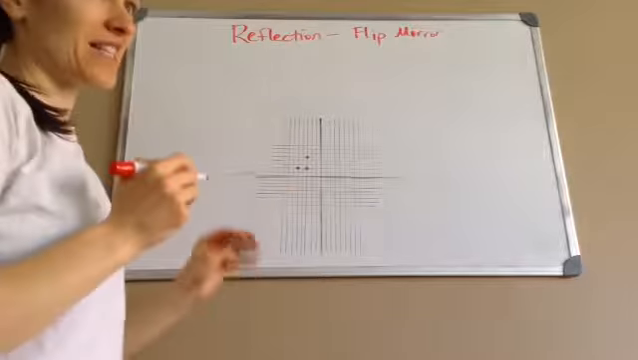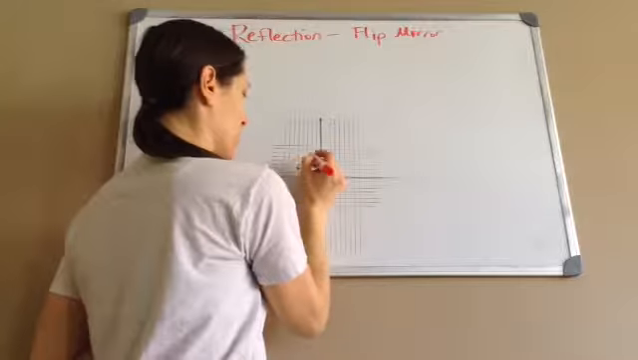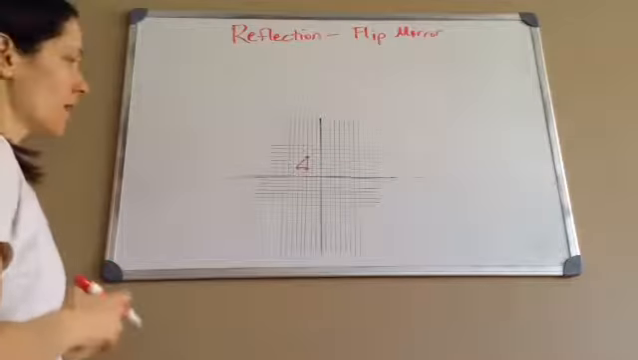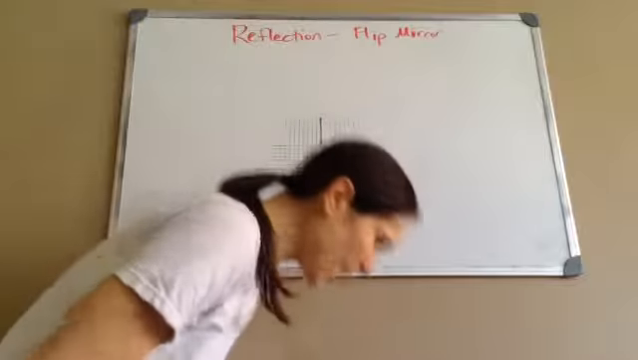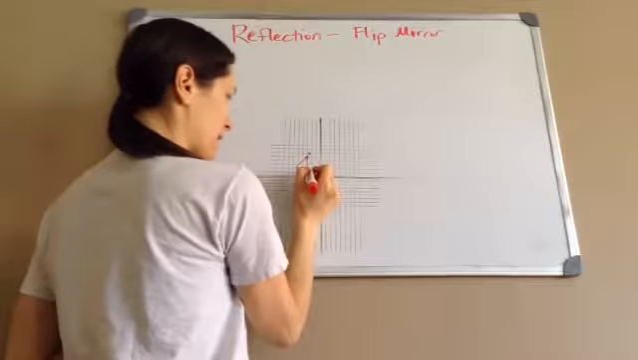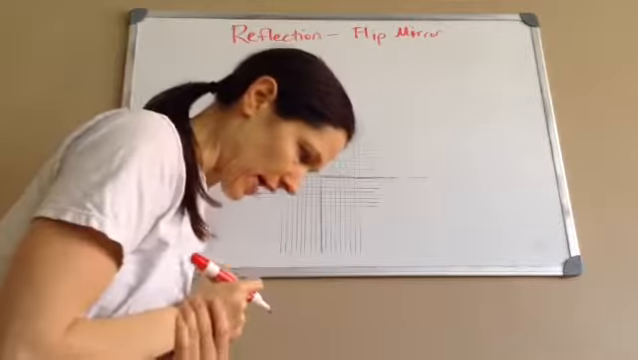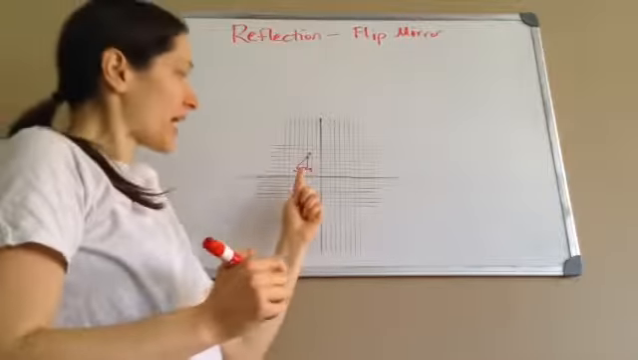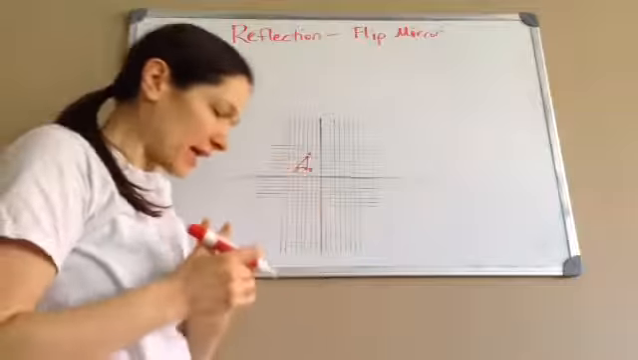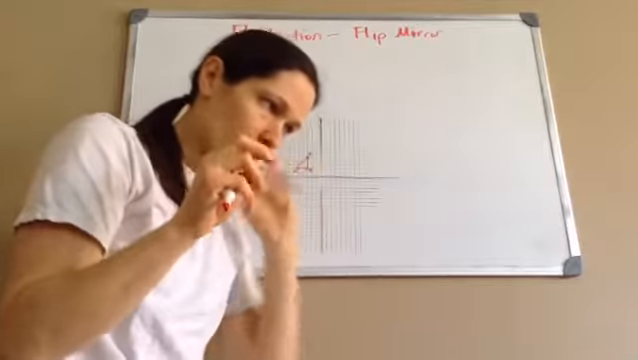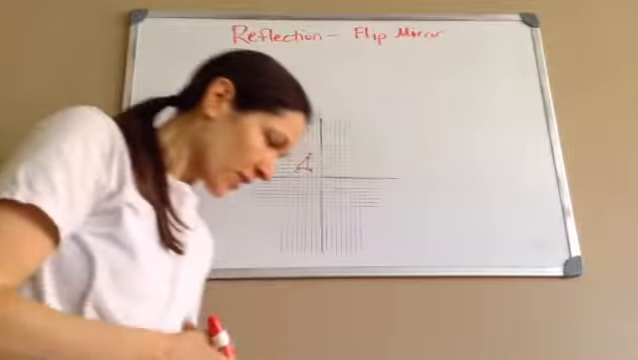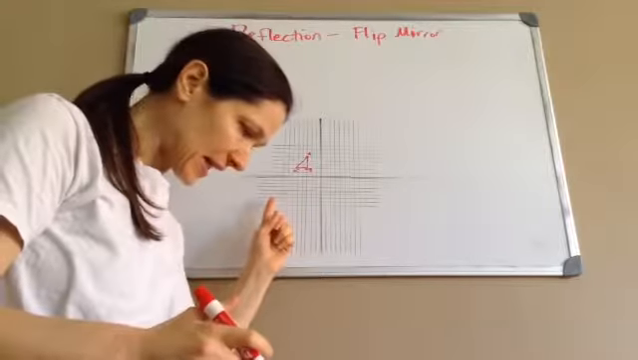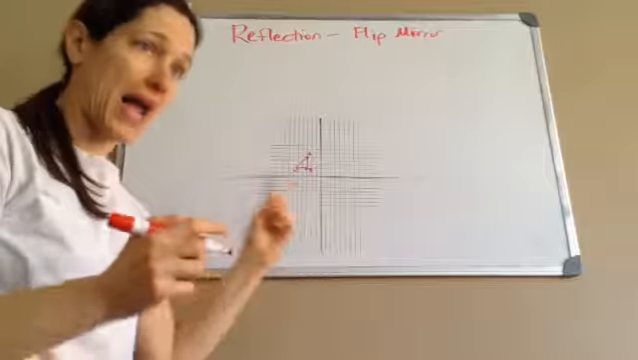Now this is a tiny triangle. Hopefully you can see that on there. This is A, B, C, just like that. What they're wanting us to do is to reflect this triangle, and here are the things they're wanting you to do. Here's what it says: we want to reflect triangle ABC in the y-axis.